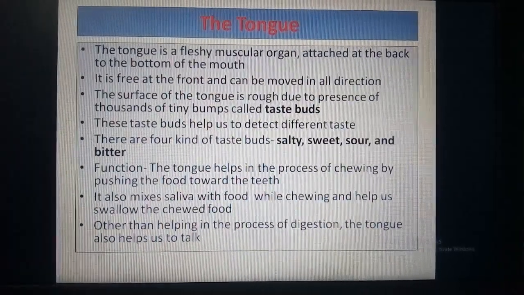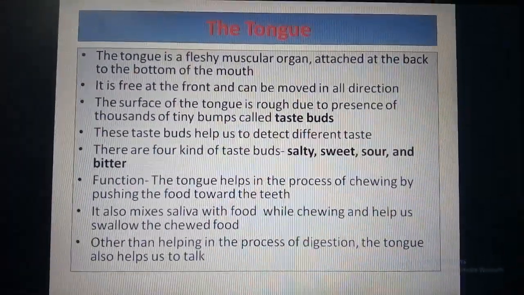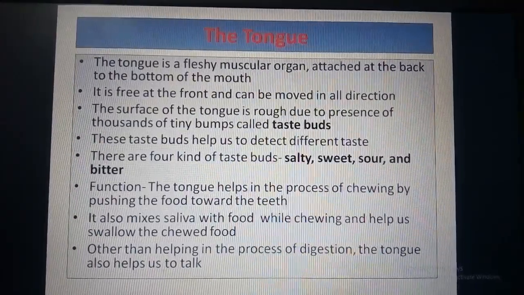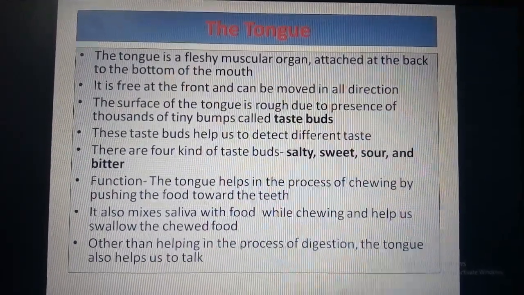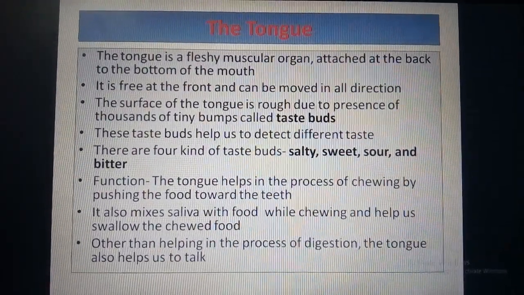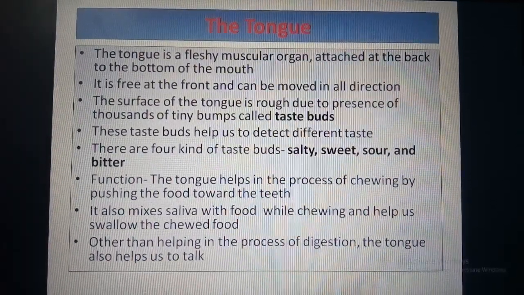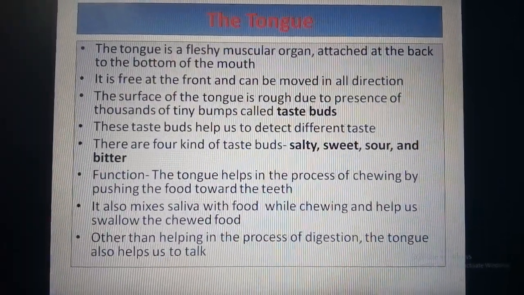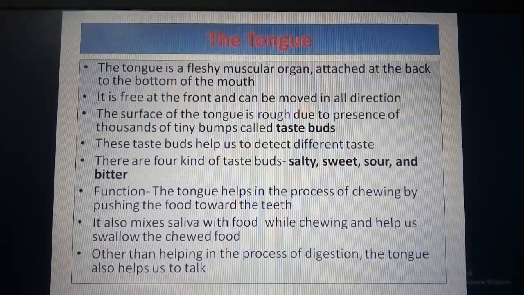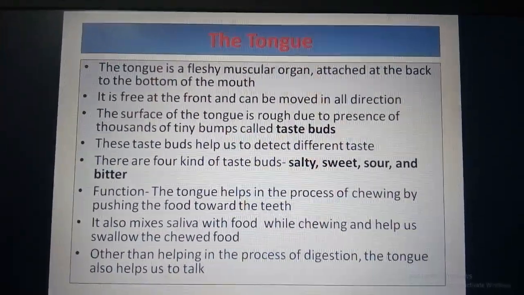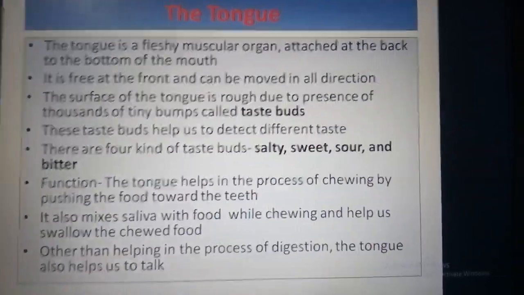Dear children, in the last video you learnt about two sets of teeth and types of teeth. Today you will learn about tongue and taste buds, an activity regarding the same, and also about the salivary glands that secrete saliva, and an activity showing the action of saliva on carbohydrates. So let's begin with tongue.